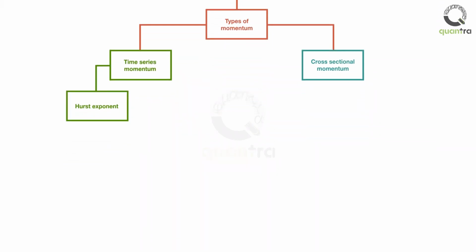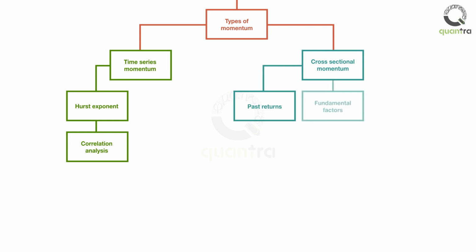Further, you will implement Hurst exponent on various asset classes to identify trends in the data. You will also conduct a correlation analysis to identify optimal look-back and holding periods. In the next section, you will be able to explain and implement a cross-sectional momentum strategy. You will learn the different ranking factors, such as past returns, and fundamental factors, used to rank the assets in a portfolio.